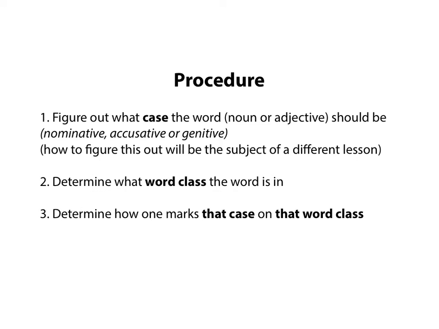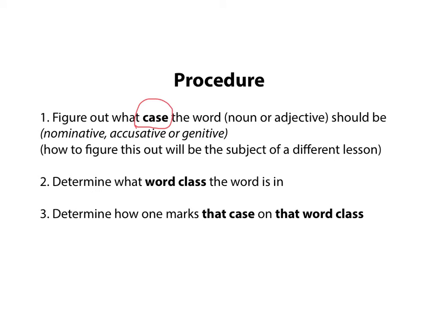So the question that you might ask is, when you're reading along in a text and you see nouns and adjectives in sentences, how do you know what case to mark on each particular noun and adjective? Well, you need to follow this procedure. First of all, you figure out what case the word is, the noun or adjective. Is it nominative, accusative, or genitive? To figure this out, you have to figure out what the word is doing in the sentence. Doing this will be the subject of a different lesson.